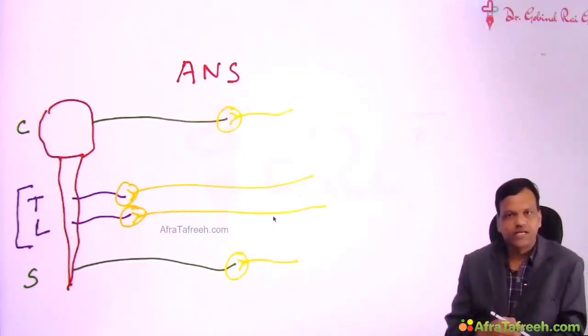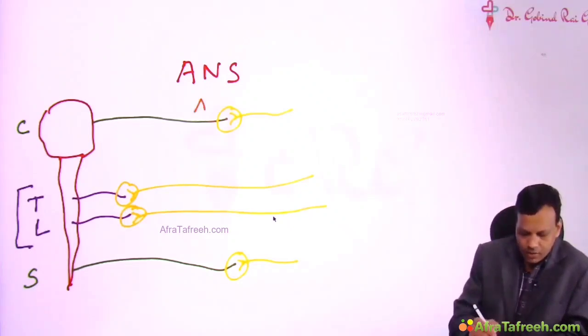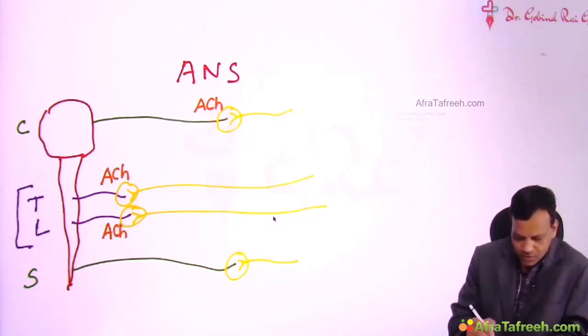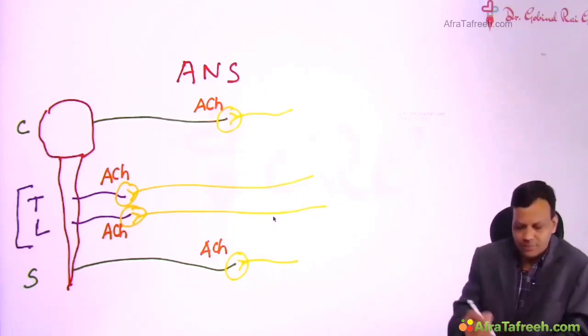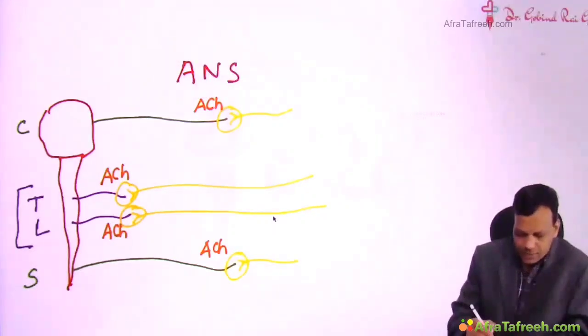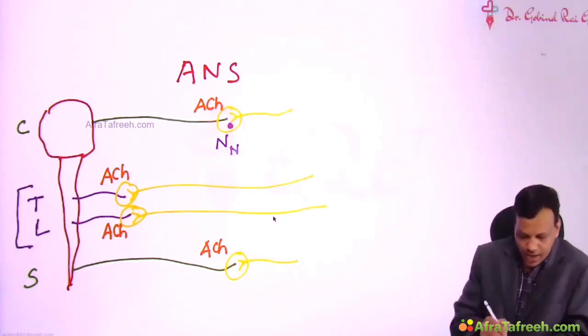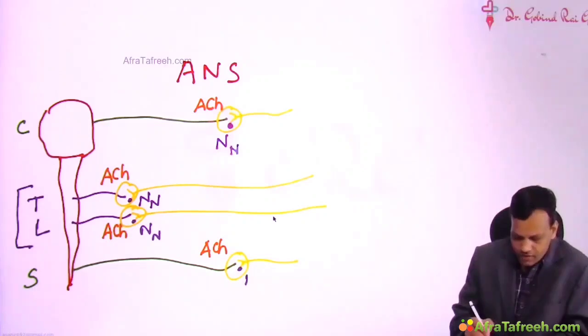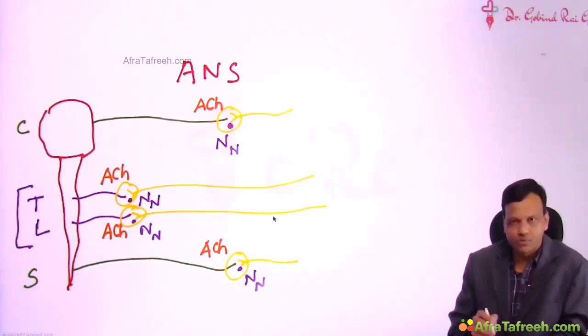For that, it will release a neurotransmitter, and the neurotransmitter released at all the preganglionic fibers is the same, which is acetylcholine. Acetylcholine is the neurotransmitter secreted by all preganglionic fibers, and these will stimulate the receptor present on the postganglionic fiber, and the receptor is also the same everywhere, it is NN. NN, as we discussed earlier also, is the junction of nerve and nerve. So the NN receptor is present on the ganglia. So preganglionic fibers secrete acetylcholine that will stimulate the NN receptor present on the postganglionic fiber.